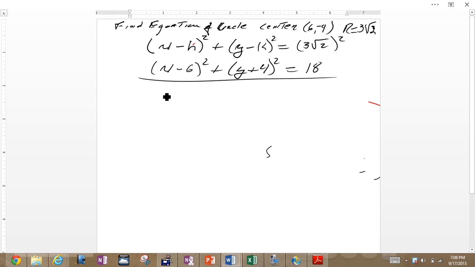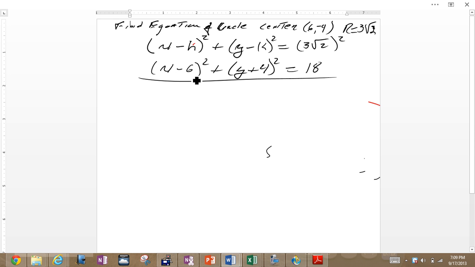Now let's throw a little twist on this, okay? Because this is called the center-radius form of the equation of a circle. Now, if I did a little algebra and expanded this, you're not going to be able to easily identify the center and the radius. So let's take a look at that.